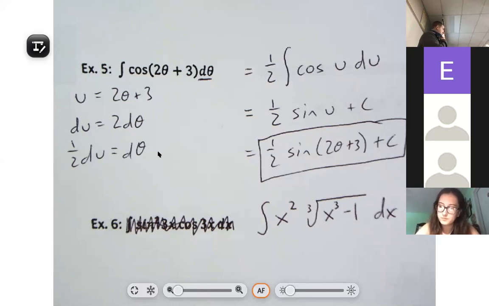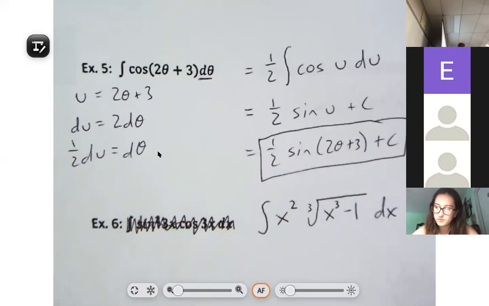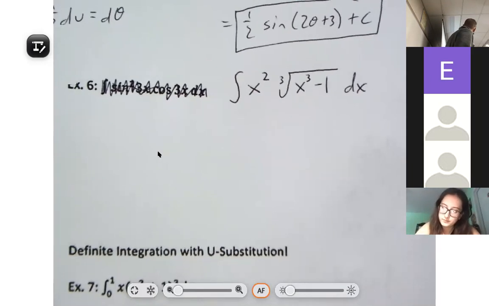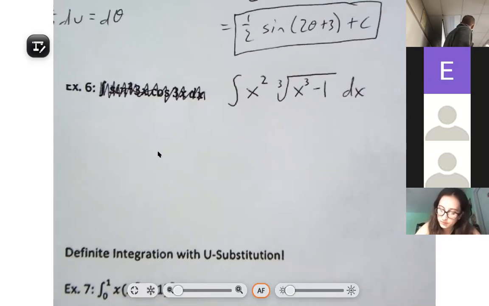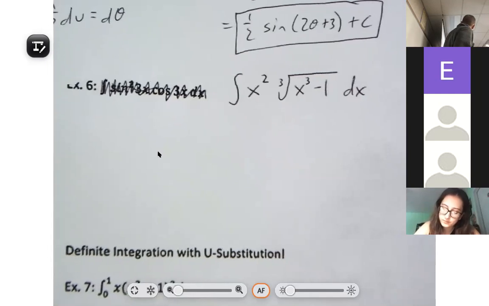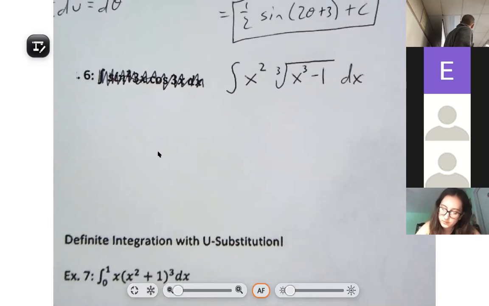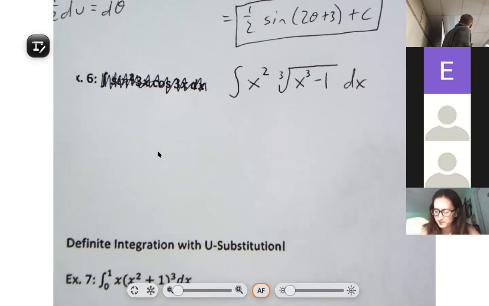But you guys tell me. What do you think? Said you hate it? I know. All right. Try one more. Try this one. Try to integrate x squared times the cube root of x cubed minus 1. I triple dog dare you.